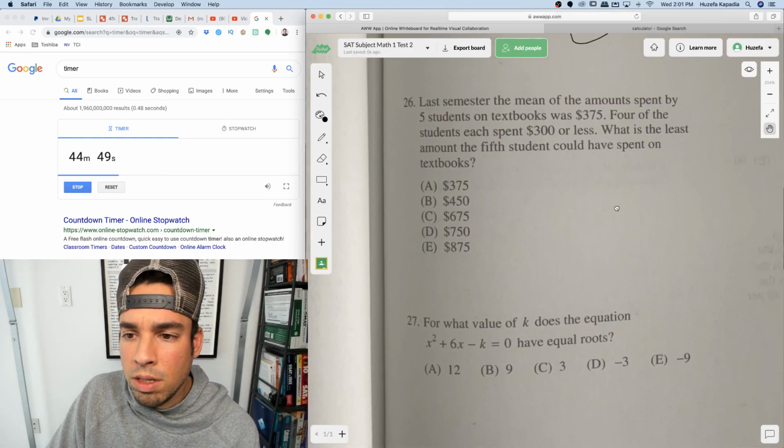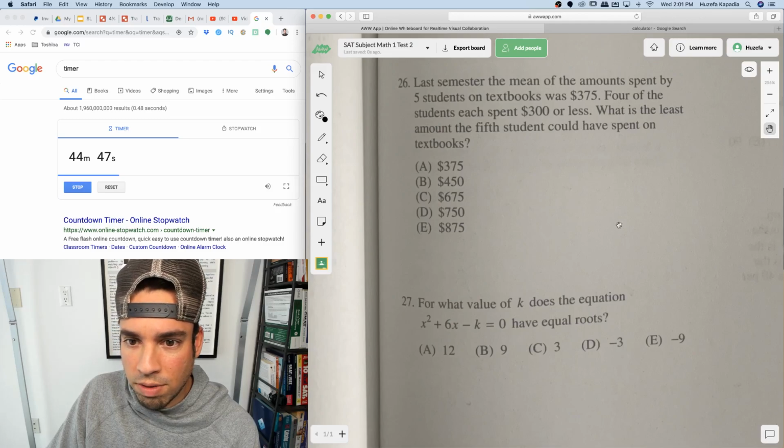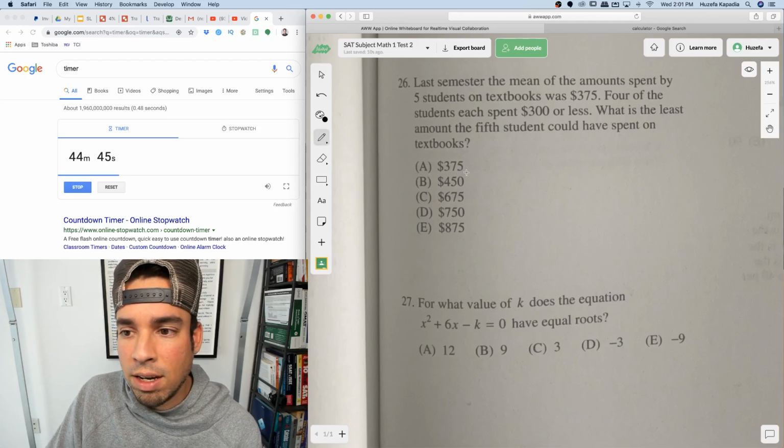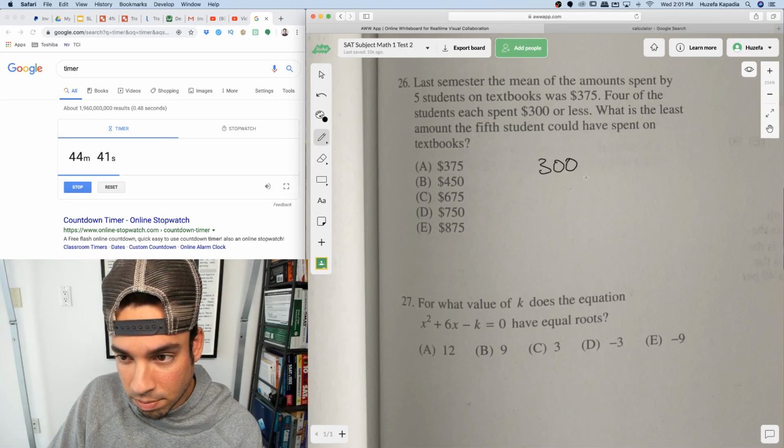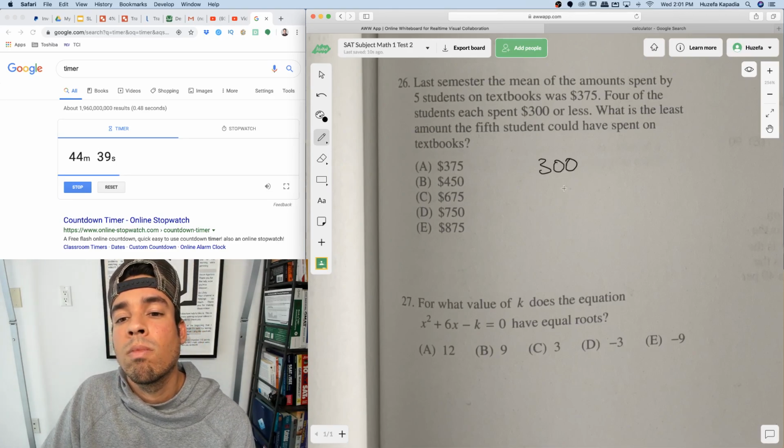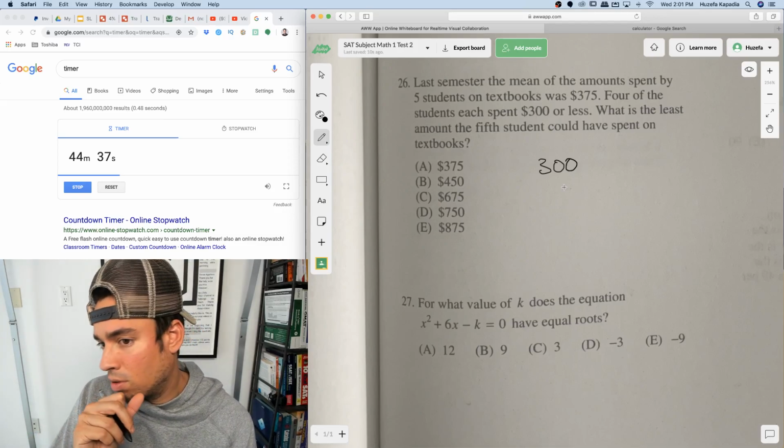Last semester, the mean of the amount spent by 5 students on textbooks was $375. 4 of the students spent $300 or less. What is the least amount the 5th student could have spent?